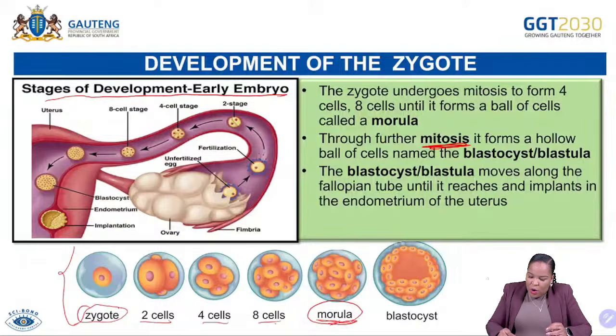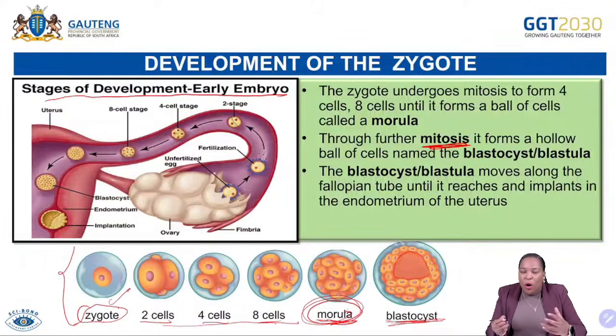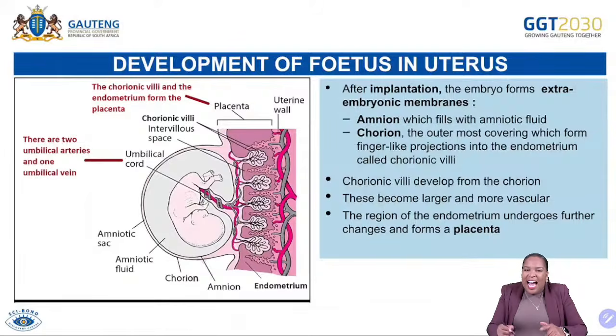And then that ball of cells grows again and then it opens up a hollow, and we call it a blastocyst. So you must know, from a zygote, to these numbers of cells by mitosis, to morula, which is a 16 ball of cells, and then to a blastocyst, which is a hollow ball of cells. Now this is your embryo developing until it attaches to the endometrium.